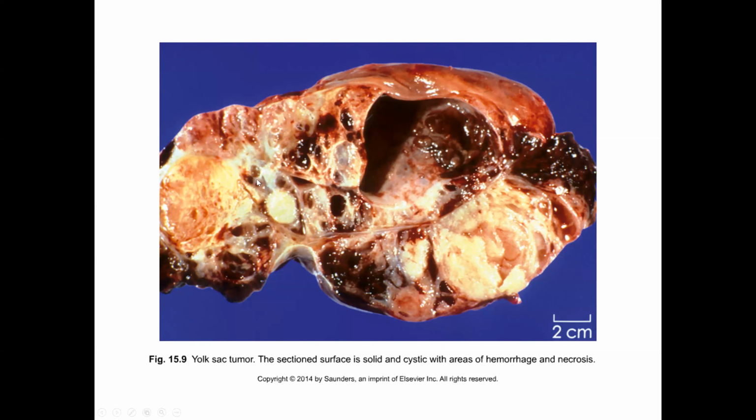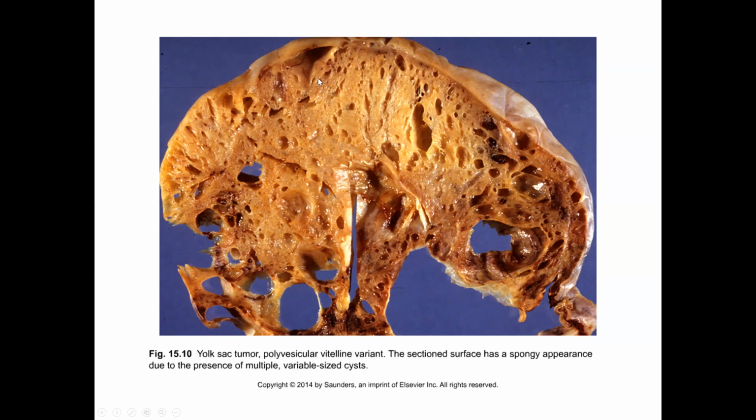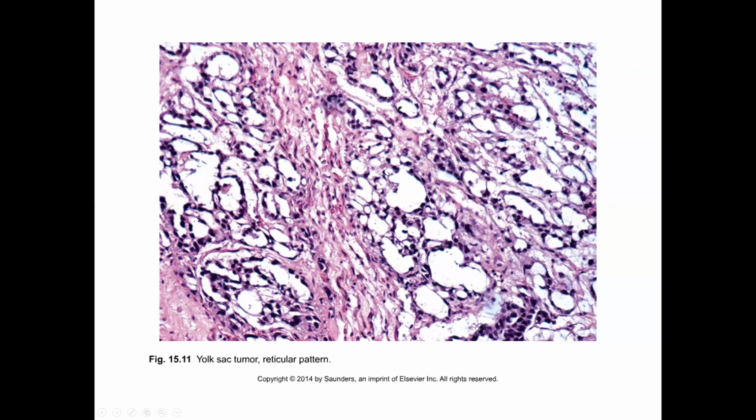Here's a nice gross image showing this very variable morphology: cystic, spongy, solid areas, hemorrhage, necrosis, quite a varied cut surface here in this fairly bulky tumor. Here's a fixed specimen showing, again, this very spongy pattern with variable size cystic spaces, and that corresponds to this kind of microscopic appearance, where we have a very sieve-like pattern with just very delicate interconnecting strands of tumor with cystic spaces and peripherally pushed nuclei.